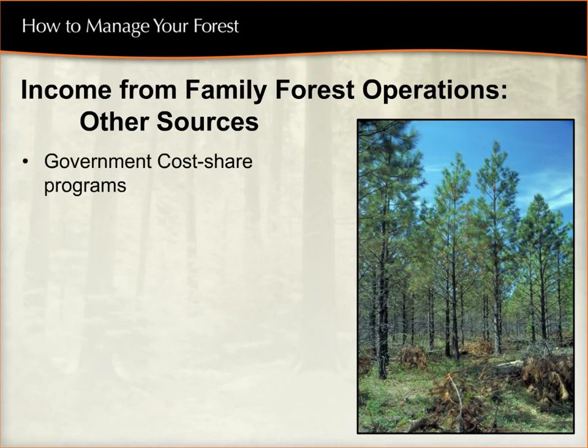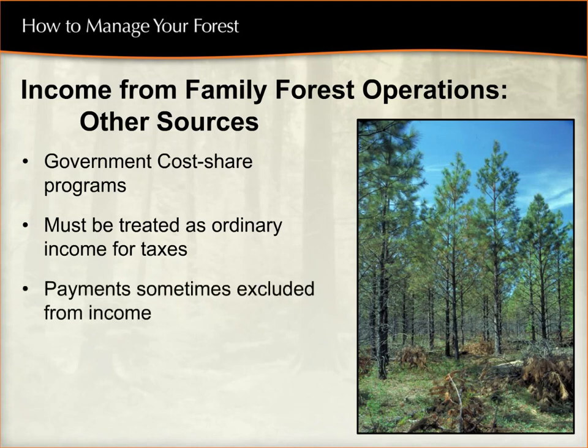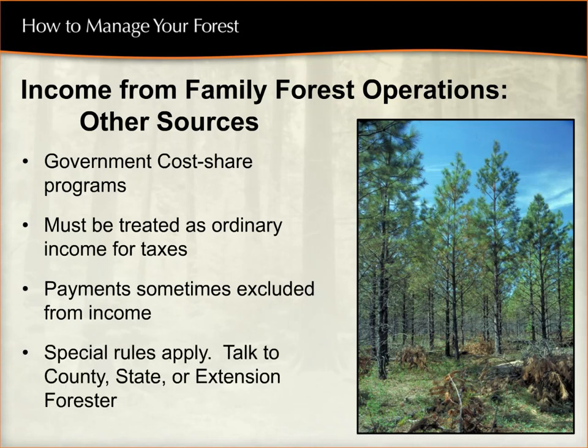Family forest owners occasionally receive income from sources other than timber or product sales. Examples include government cost-share programs. The general rule is that cost-share payments must be treated as ordinary income for tax purposes. Current exceptions permit excluding payments from income if they are from qualifying cost-share and incentive programs. Check with your appropriate state agency that handles cost-share and incentive programs. In many cases, this will be your state forestry agency. Special rules govern exactly how much income can be excluded and how the excluded income must be handled for tax purposes.